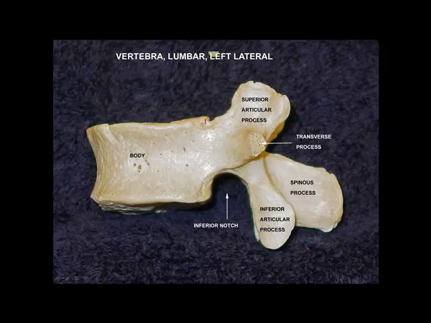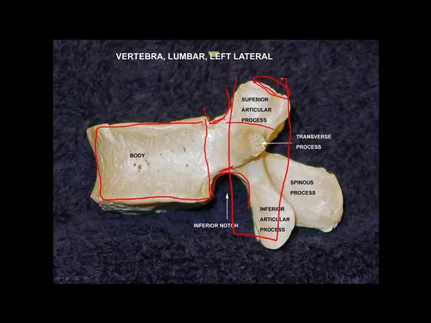As we go down, the lumbar vertebrae get more boxy. They're going to be quite large. This is the body. This is the pedicle here. This is the inferior notch. This is the superior notch. Superior articulating process and facet will be up here. This is the process. This entire thing here is the articular pillar.